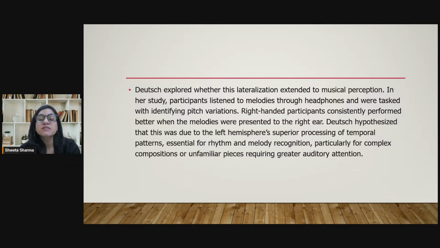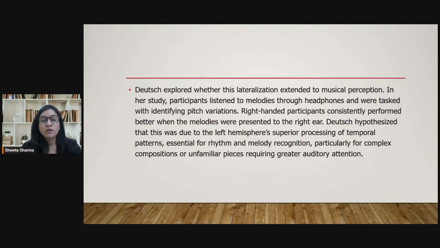Right-handed participants consistently performed better when the melodies were presented to the right ear. Dosh hypothesized that this was due to the left hemisphere's superior processing of temporal patterns, essential for rhythm and melody recognition, particularly for complex compositions or unfamiliar pieces requiring greater auditory attention.